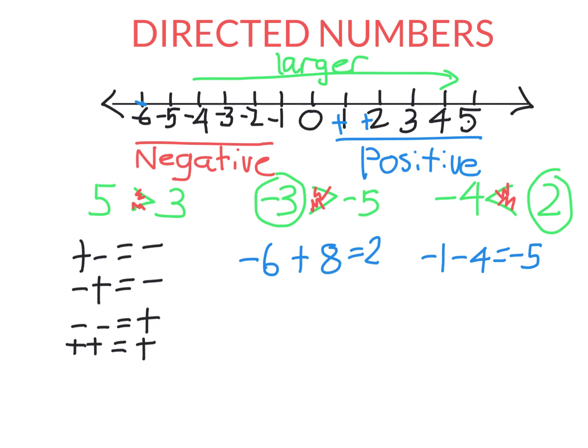Now it becomes a bit more complicated when you have multiple signs between the numbers. So let's say, for example, I had -7 plus -6.